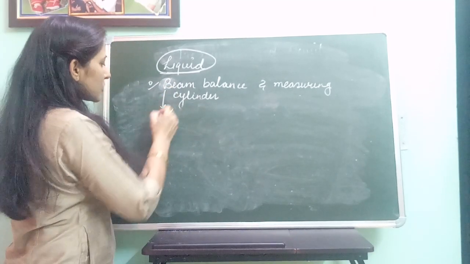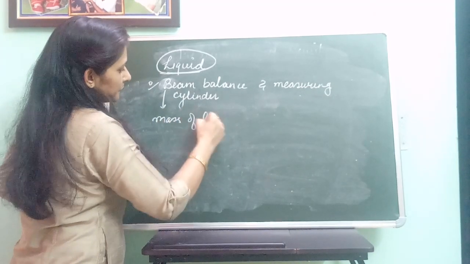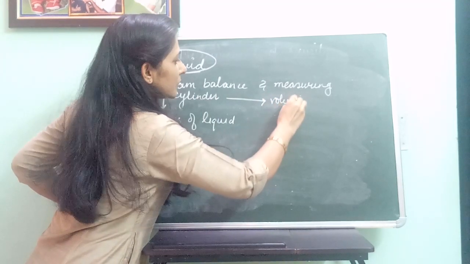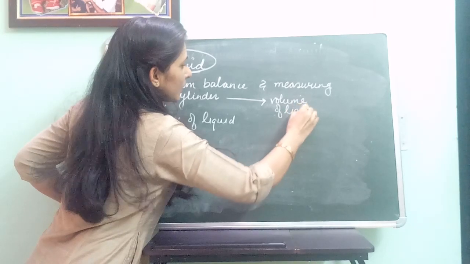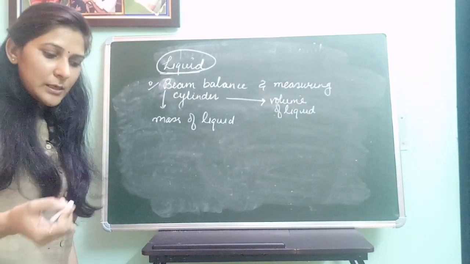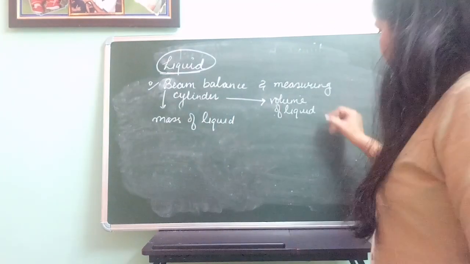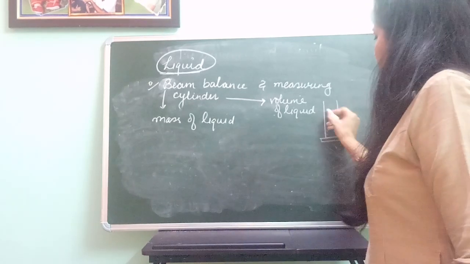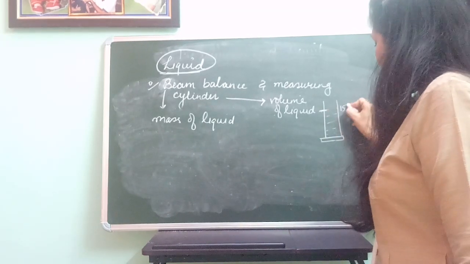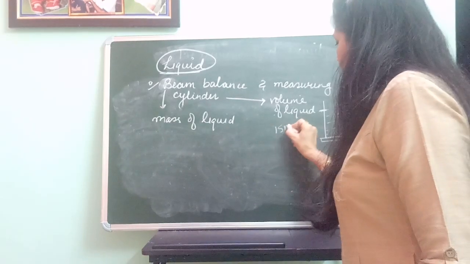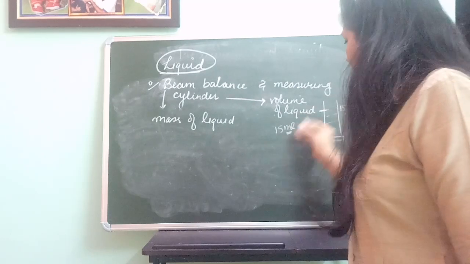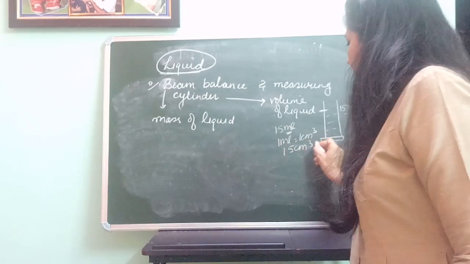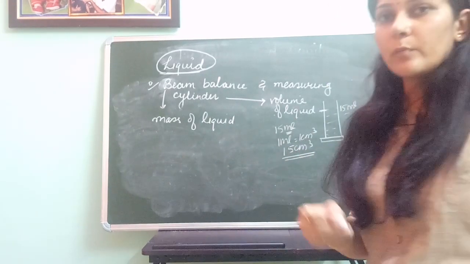The beam balance is used to measure the mass of the liquid, and the measuring cylinder is used to measure the volume of the liquid. Volume is directly measured with the help of the measuring cylinder, as we did in our previous concept for solids. This is a measuring cylinder. We pour the liquid into it, and whatever value we notice here, say 15 ml, is in milliliters. We can convert it into centimeter cube using the same relation: 1 ml is equal to 1 centimeter cube, so this is 15 centimeter cube.